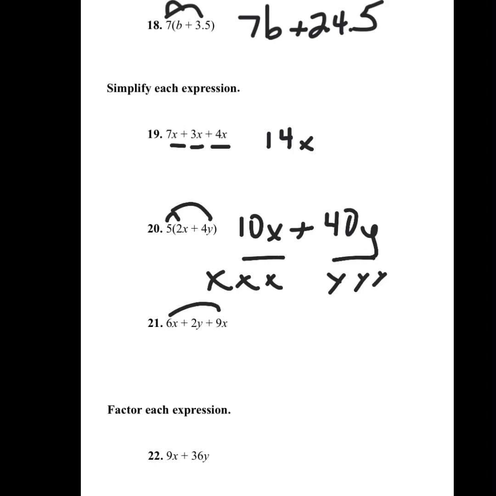On the next one, you can put a few together. You can put x's together. So there's 6 x's on one side, 9 x's over here. You can put those together to get 15 x's. Can you add those 2 y's in there? No, not at all. So it's 15x plus 2y.